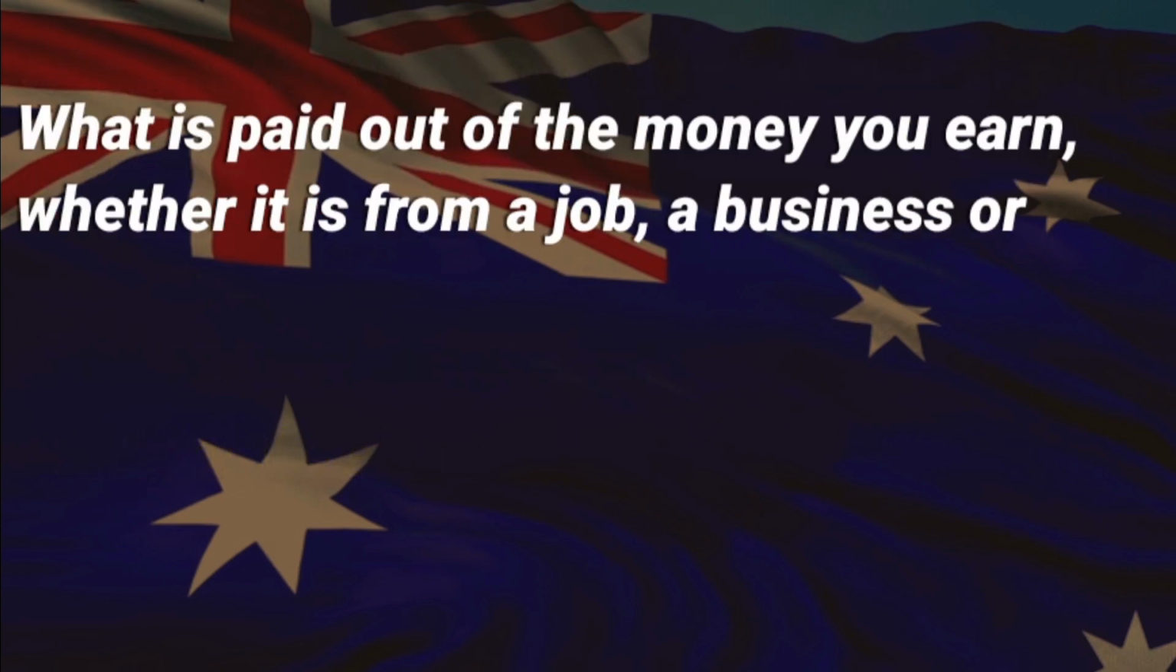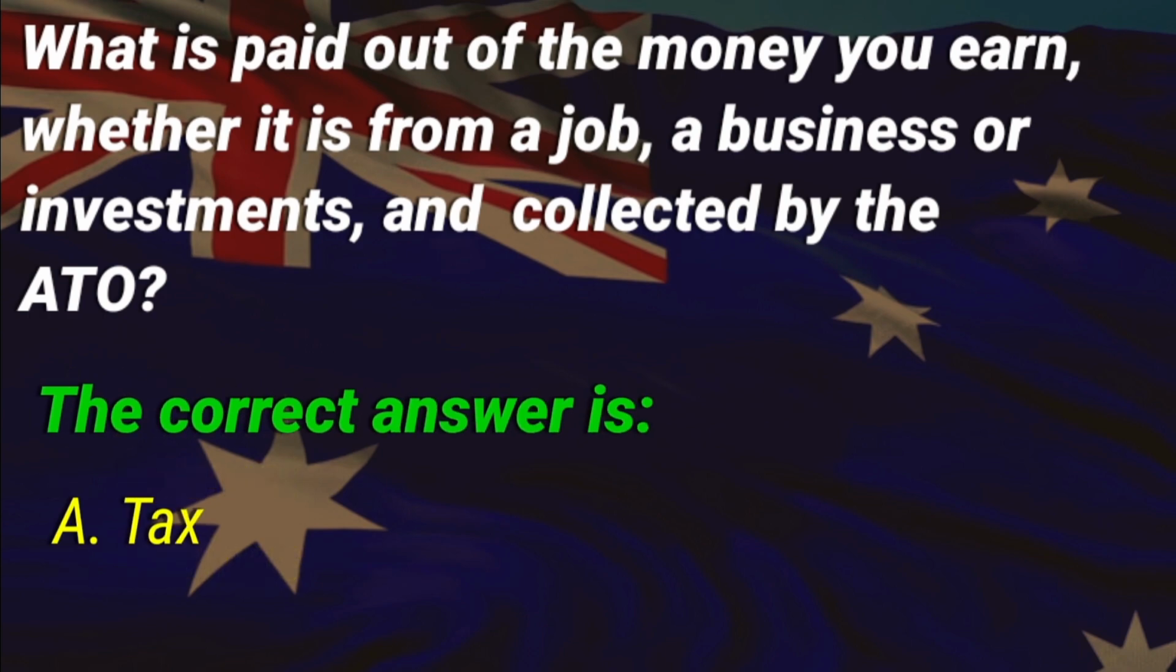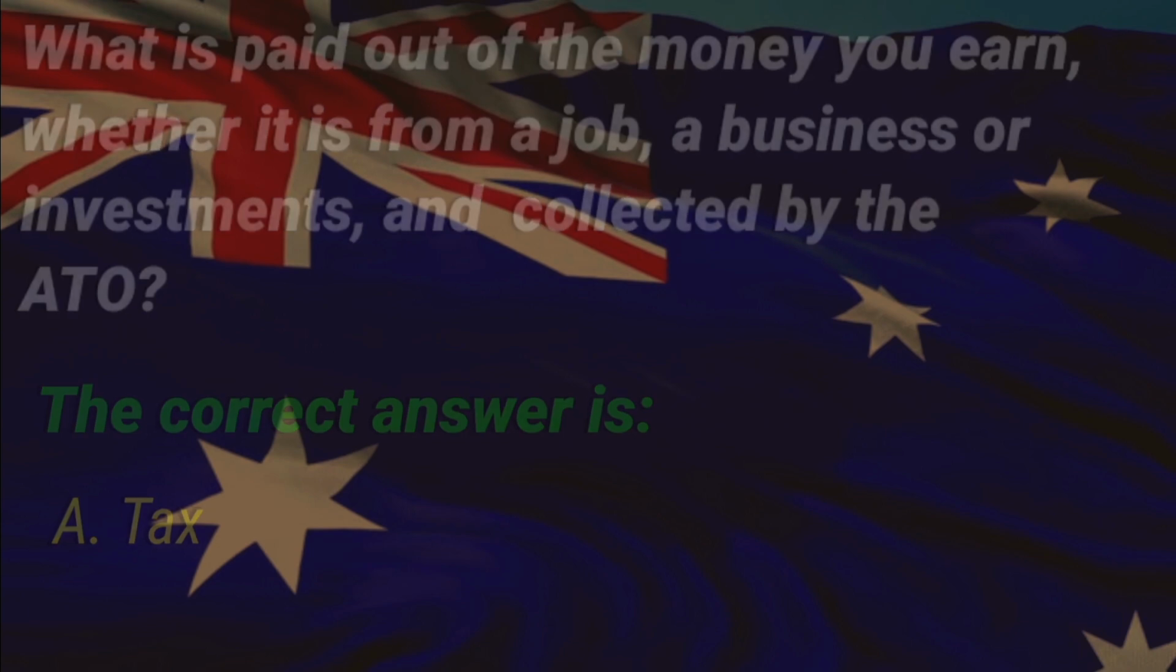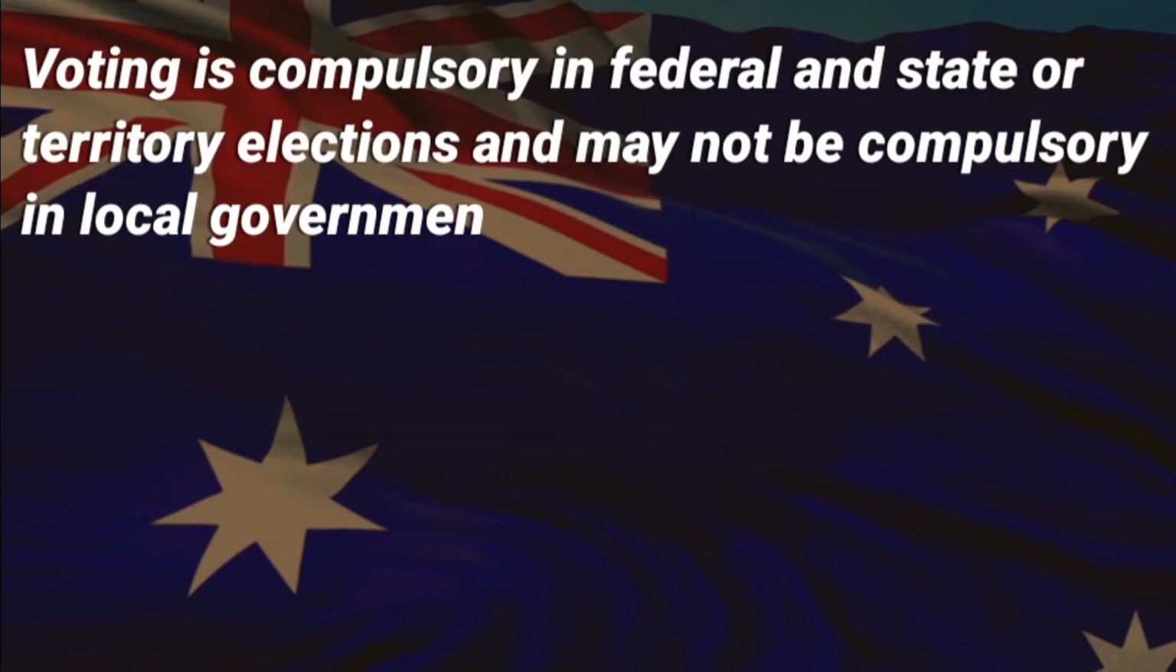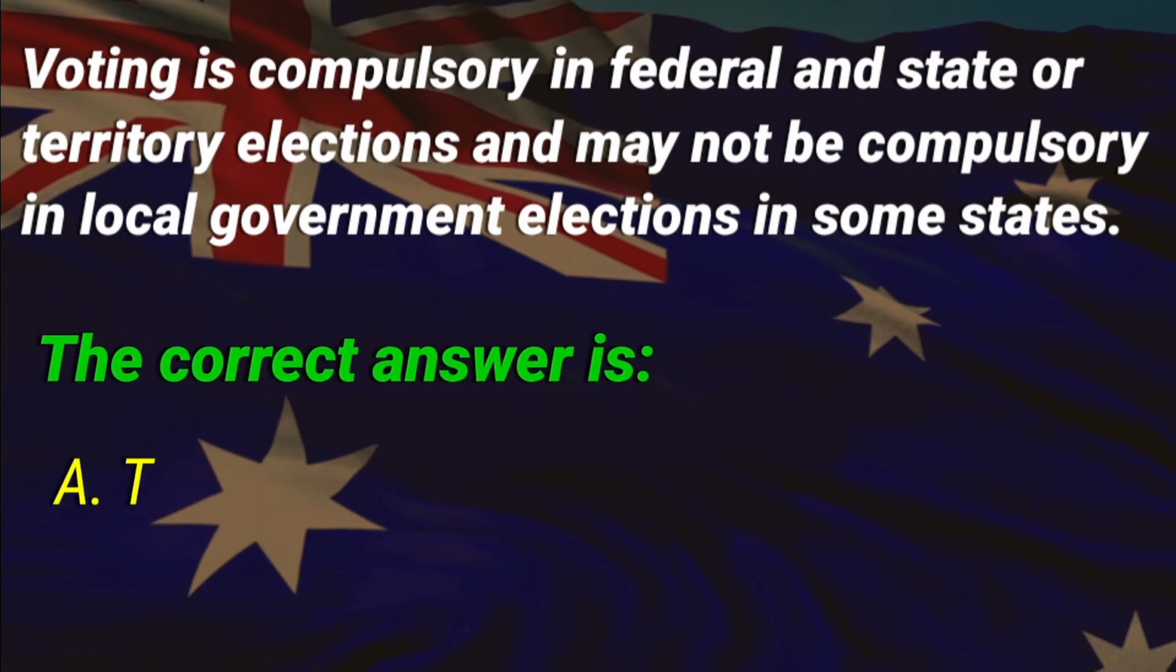What is paid out of the money you earn, whether it is from a job, a business, or investments, and collected by the ATO? A. Tax. B. Interest. C. Savings. The correct answer is A. Tax. Voting is compulsory in federal and state or territorial elections and may not be compulsory in local government elections in some states. A. True. B. False. The correct answer is A. True.